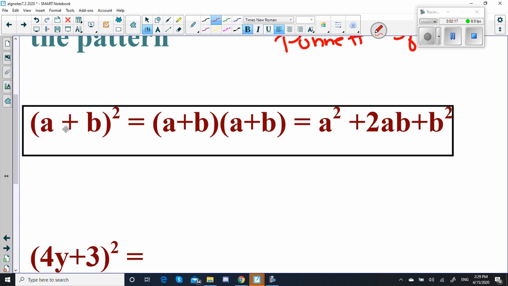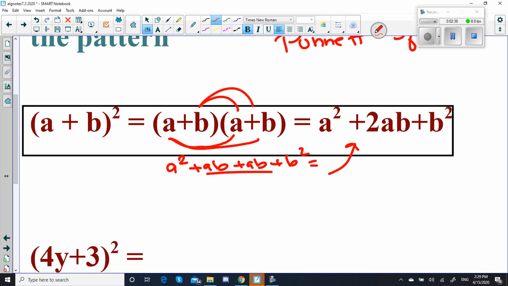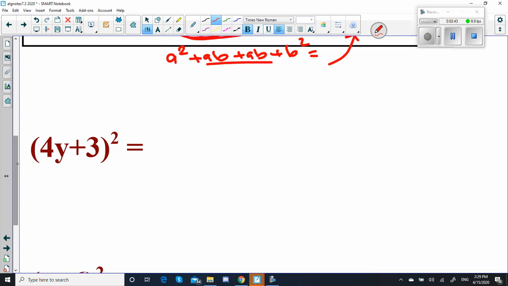So when you see a plus b quantity squared, that means there's 2 parentheses that are exactly the same. And you're going to FOIL: multiply the first ones, and the second, outside, inside, and last. And then the middle 2 can be combined, so that gives you what that says up there. These are all pretty much the same thing, it's just a special pattern. So there's 2 of these 4y plus 3's.